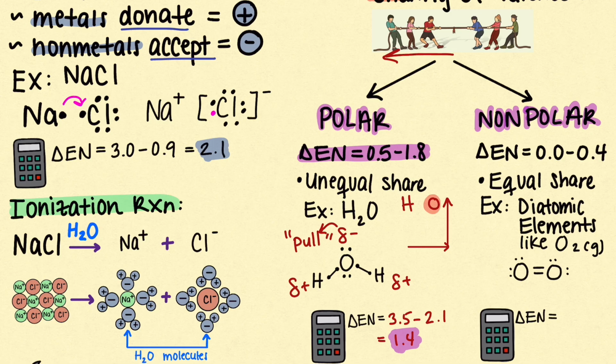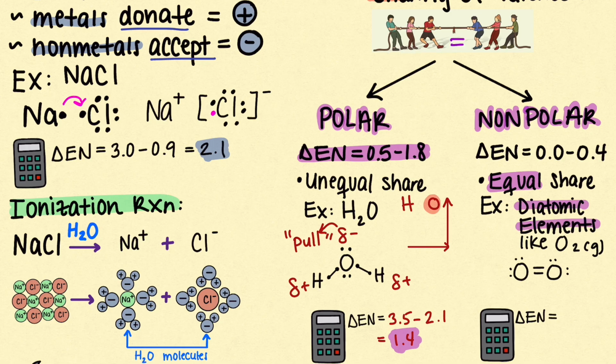But what about an equal sharing? That's where you get nonpolar covalent bonds. You see, if both teams in tug of war are equally strong, neither side wins. The rope stays centered. They share equally. And a perfect example are the 7 diatomic molecules. Remember the mnemonic? Have no fear of ice cold beverages?